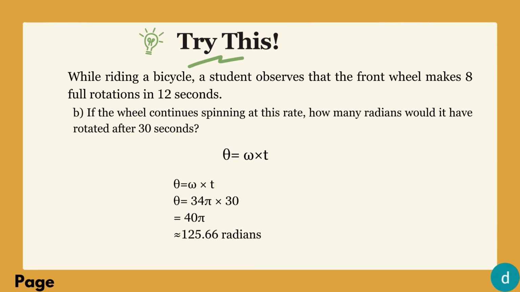B. If the wheel continues spinning at this rate, how many radians will it have rotated after 30 seconds? It already gives you the time there. So angular displacement equal to angular speed times the time. So angular displacement equal to 4/3 pi times 30, so it is equal to 40 pi. And change the unit to radians. So the final answer is 125.66 radians.